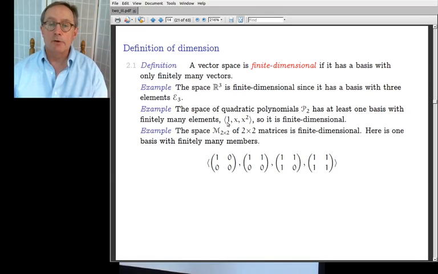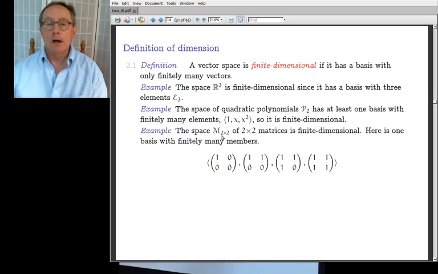Here's a quadratic polynomial, 1 plus 0x plus 0x squared. Here's another quadratic polynomial, 0 plus 1x plus 0x squared. Here's another quadratic polynomial, 0 plus 0x plus 1x squared. So these 3 different quadratic polynomials make a basis for P2. So P2 is finite dimensional because it has at least one basis with only finitely many elements.